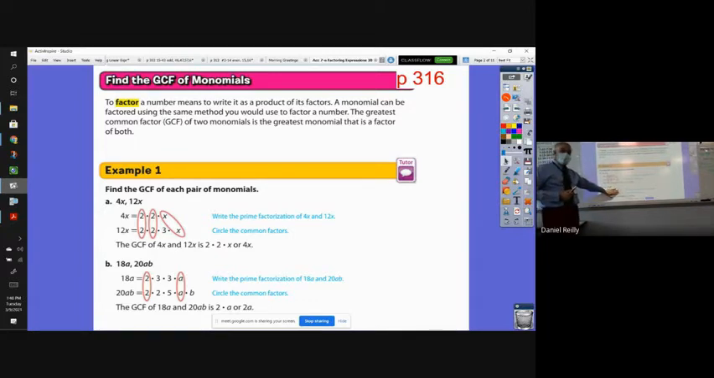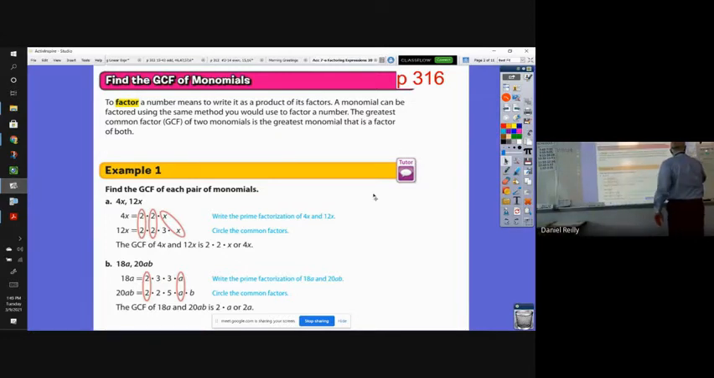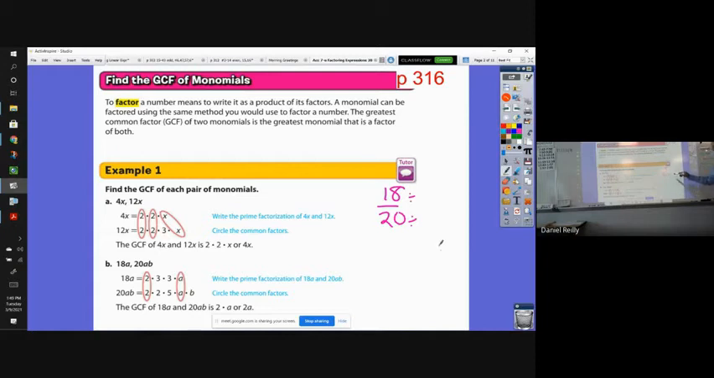18a and 20ab. 18 and 20, the number parts, the greatest common factor of those is 2. That's the greatest common factor of 18 and 20. They have to match in both, right? Look, if you had to simplify this fraction, what does that simplify to? 9/10, because you can divide both of these by their greatest common factor, which is 2.